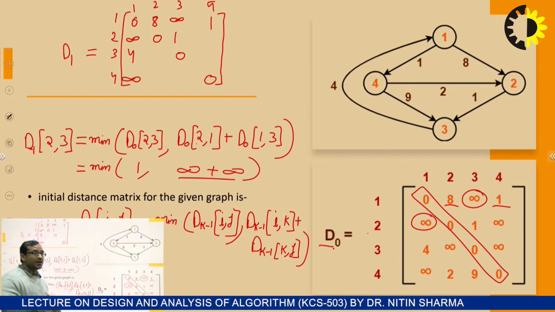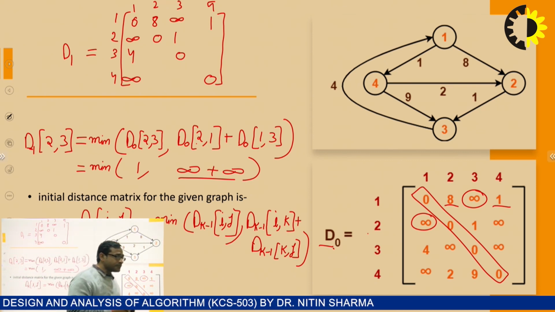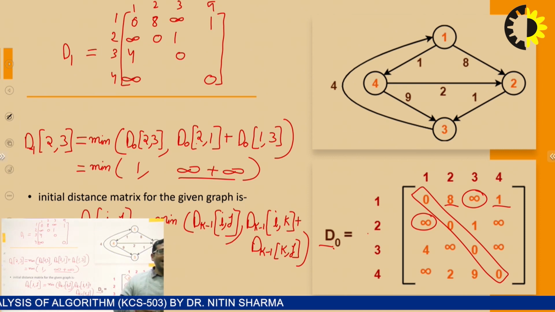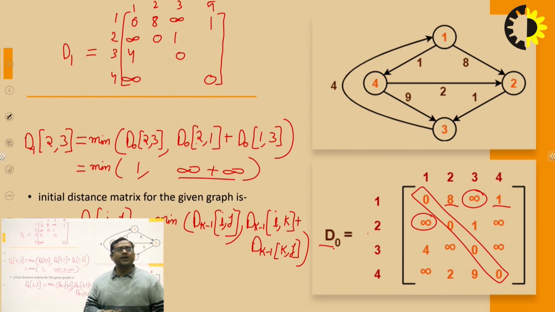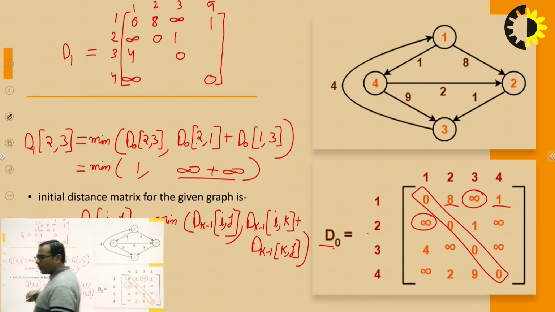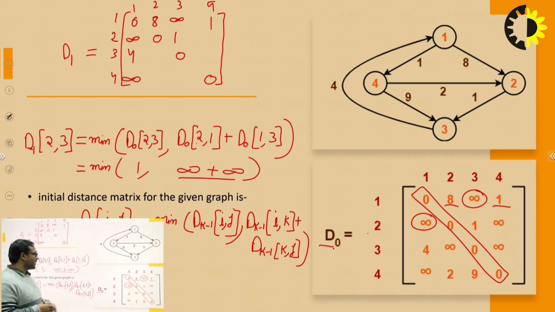So what we are doing here is applying a function in a loop over i, j, k values, where i is from 1 to n, j is 1 to n, and k is 1 to n. Every time I'm going to apply this after the first matrix. So this is the way you calculate the value.